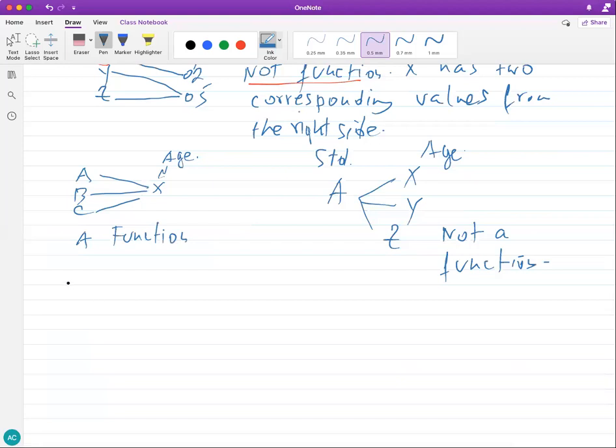Let's look at another example. Let's say we have something like this. What do you think of this? Is it a function? It's a function. Exactly, it is a function because each element from here, x, has exactly one value, y has exactly one value, z has exactly one value. That's it. So this is a function.